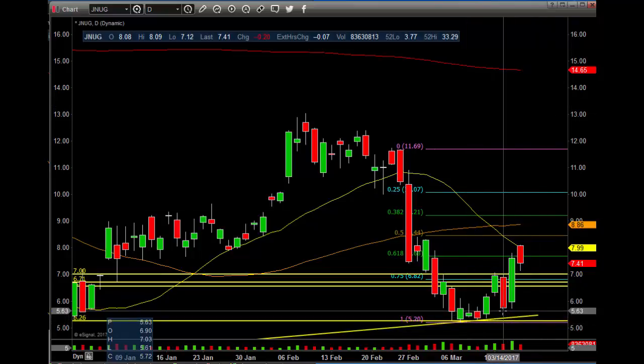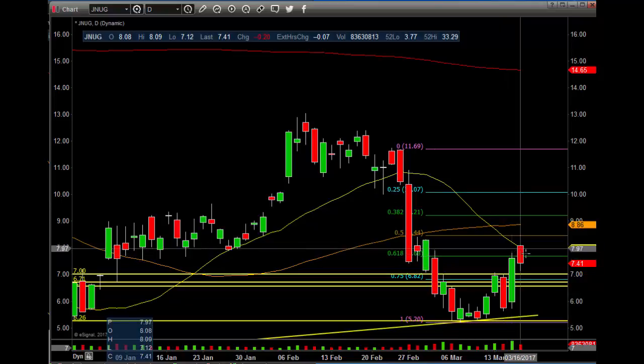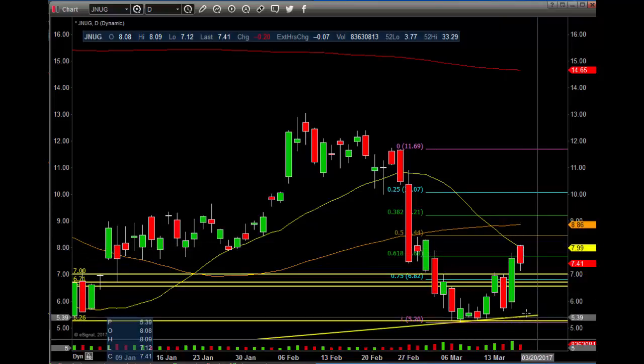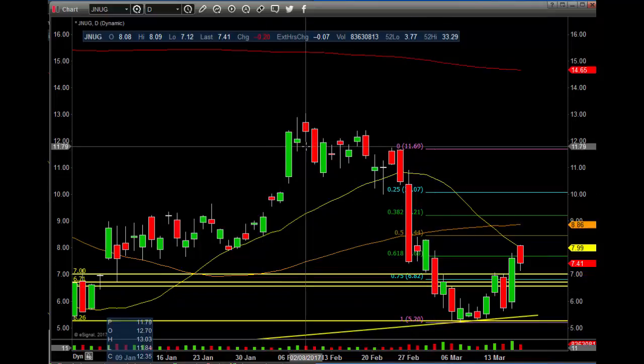If you did hop in around this area, if you didn't take profits here, these were huge profits. Take something off the table just in case. If it comes back down, just add it again. Rinse and repeat, guys. So yeah, that's the markets.